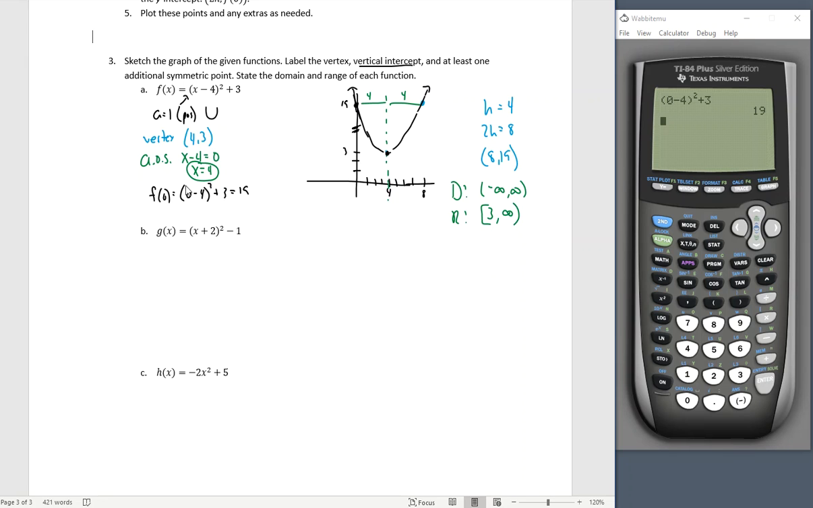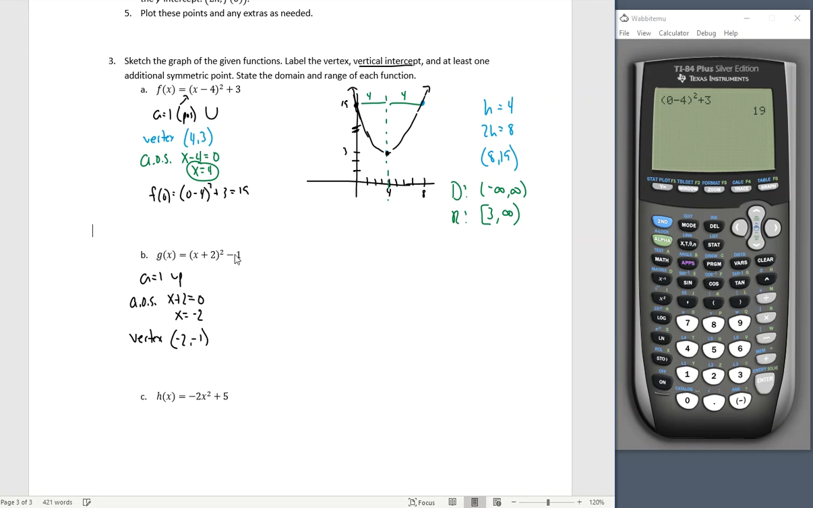All right, let me see if I can move this, as I hope I can, without destroying anything else. Ooh, yes. Okay, so again, a equals 1. It goes up. On my axis of symmetry, look at x plus 2, just what's inside the parentheses, set it equal to 0. I'll get x equals -2, which leads me to my vertex, -2, comma, -1. All right, so those three things just float. Those come out first step.